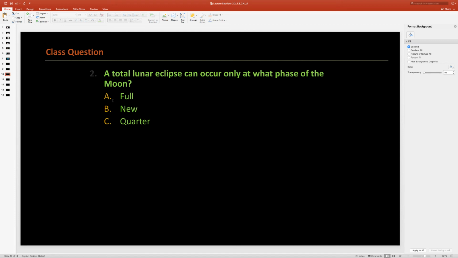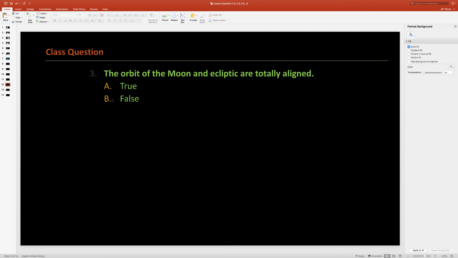A total lunar eclipse can only occur at what phase of the moon? Well, the new moon was when the solar eclipse happens, so it's the full moon when a lunar eclipse can happen. All right, the orbit of the moon and the ecliptic are totally aligned. Well, no, we just said that. The pond, which is the plane of the ecliptic, and the orbit of the moon are not aligned. If they were, we'd have eclipses every time there was a new moon and a full moon. So that's false.